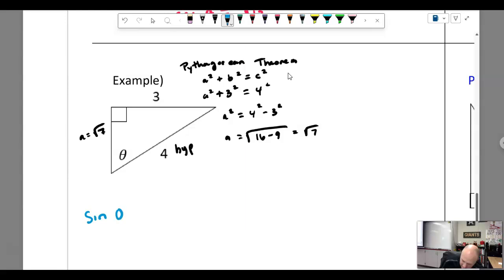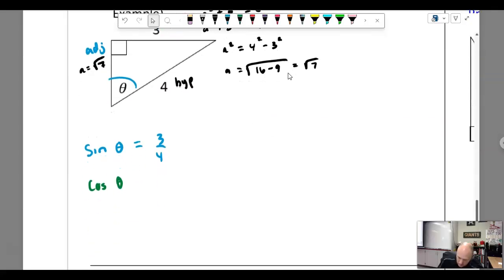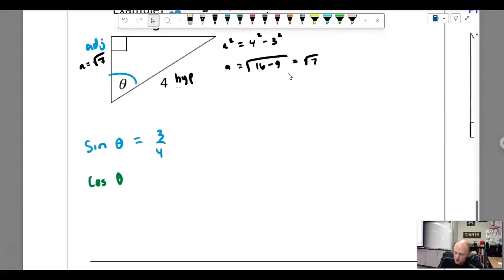Okay, let's go ahead and figure out our values. So sine of theta, where's theta? Theta's right here. So this is opposite. Root 7 is going to be our adjacent side. So 3/4 is your sine of theta. Cosine of theta. We have our radical.